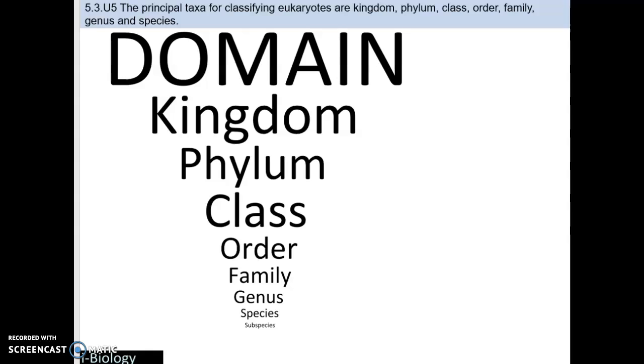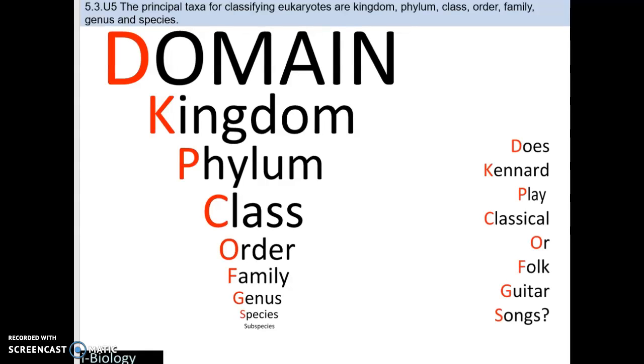Now, there's mnemonics to help you remember how it gets smaller along the way. Now, when I was at school, we didn't know about domains, so you'd start at kingdom, and it was King Penguins Can Only Fly Geographically South. So that was the mnemonic that I learned at school. So obviously, with a mnemonic, the first letter of each word refers to the thing you're trying to remember. So the one they've got here on this PowerPoint was, Does Kennard Play Classical Or Folk Guitar Songs?